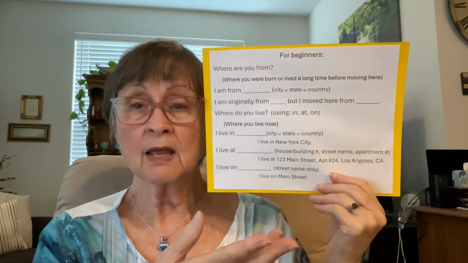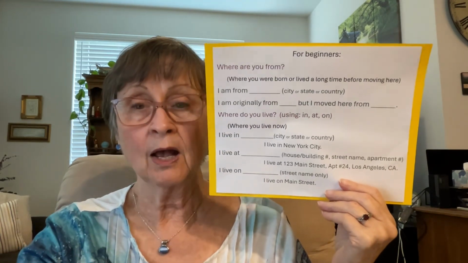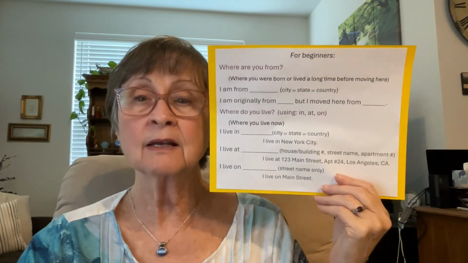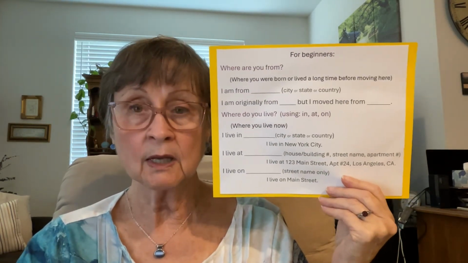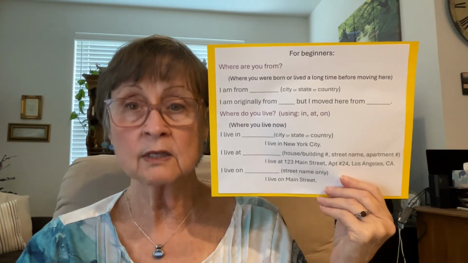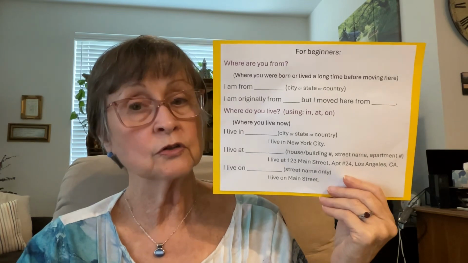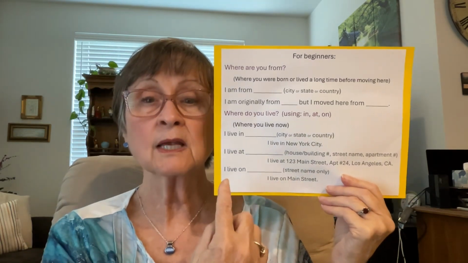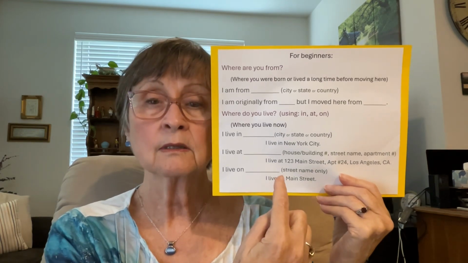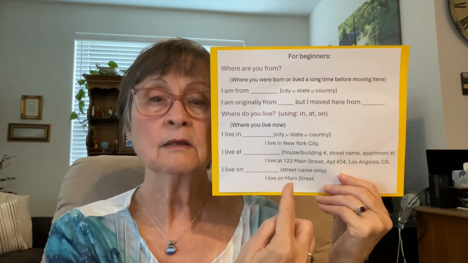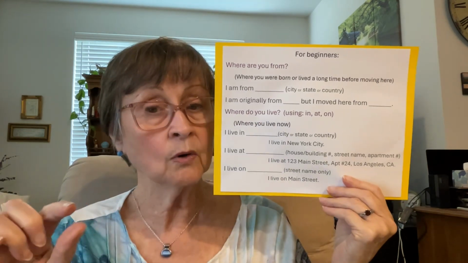But if you ask me that, and I don't want to tell you exactly where I live, I would say I live on a street. If you're in the same town with me and we meet at the store and you ask me, where do you live? I might just tell you the street. In that case, I would say, I live on Main Street. You don't know exactly where I live.